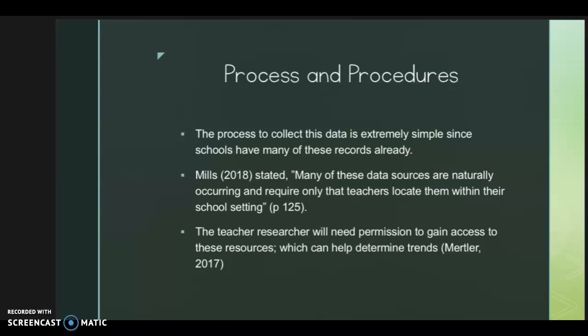So Mills stated that many of these data sources are naturally occurring and require only that teachers locate them within their school setting. Also, we can use this information that we've just recorded and put on file to make changes and really turn it into data that we can use in our research to help our students and improve our teaching practices. So those are the processes and procedures. As I said, it's really simple because once you get access and permission to that information, there's nothing else you really need to do because it's already there for you.